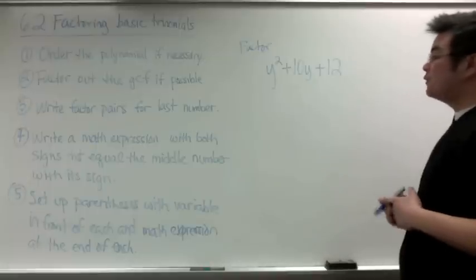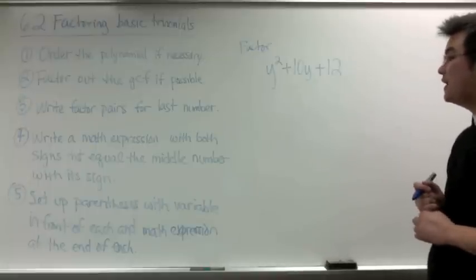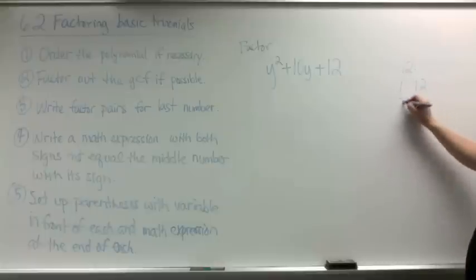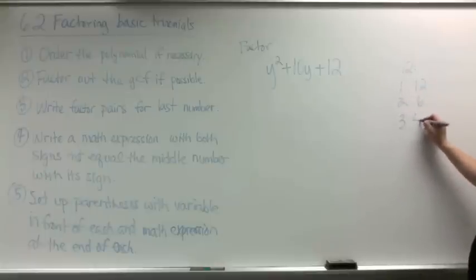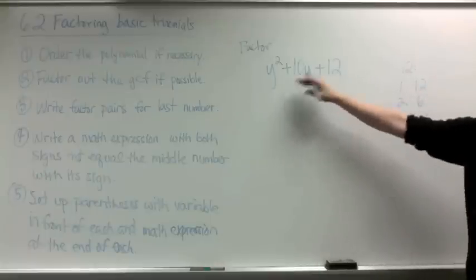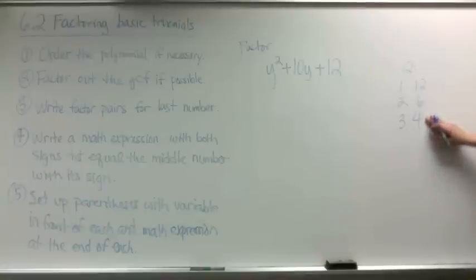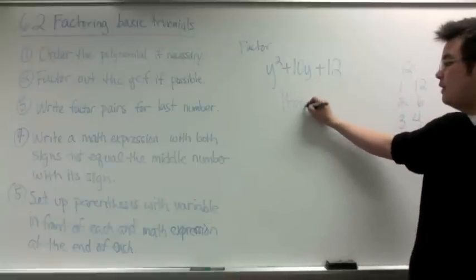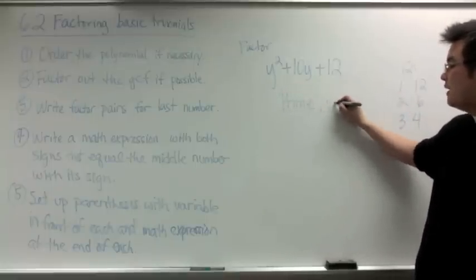In our next example, we're going to jump right to writing the factor pairs of the last number, which is 1 and 12, 2 and 6, 3 and 4. We're trying to get a positive 10. If you notice, none of our factor pairs would get us a positive 10. So therefore, this problem is called prime, or in other words, unfactorable.